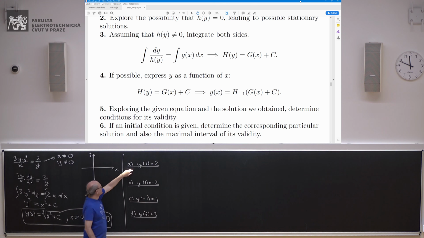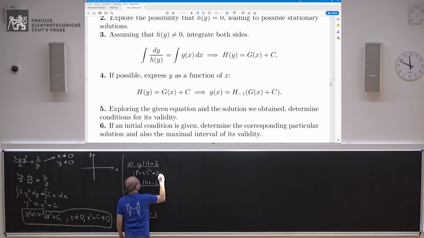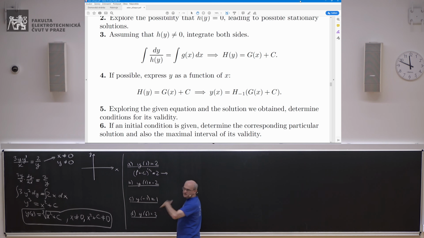Okay, here we go. y of 1 is equal to 2. So, the cubic root of 1 squared plus c should be equal to 2. Which means that if I take the cubic power on the left and on the right, 1 plus c should be 8. And therefore c is 7. Okay, let's see what it means. It means that the solution y a of x is the cubic root of x squared plus 7.